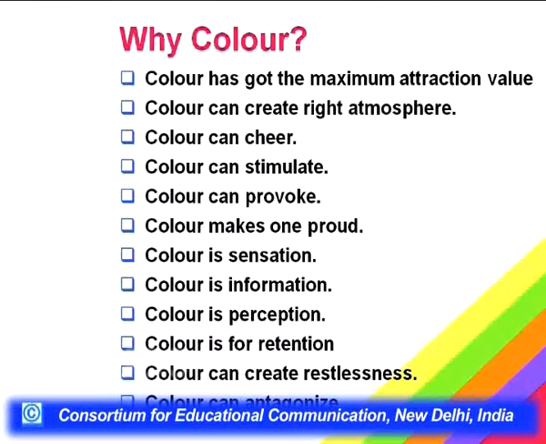Color is information. Here you are using the colors for information. As you are driving, you stop at the red light and move on when the color turns green. There is information it is giving to you. Or the orange color, which is asking you to be ready to move on. So this aspect of color is called information of color.